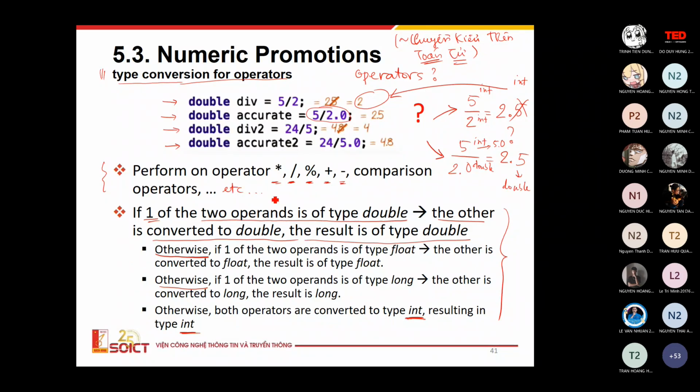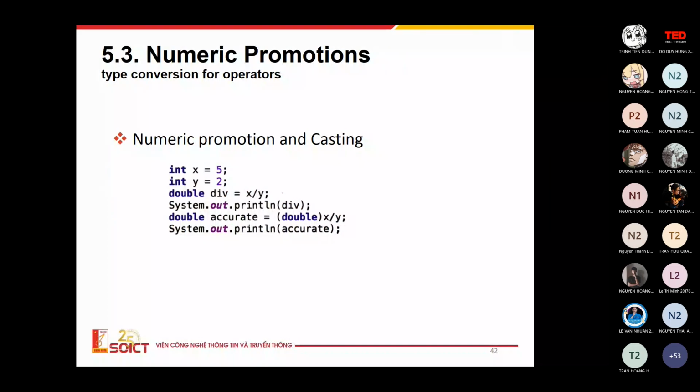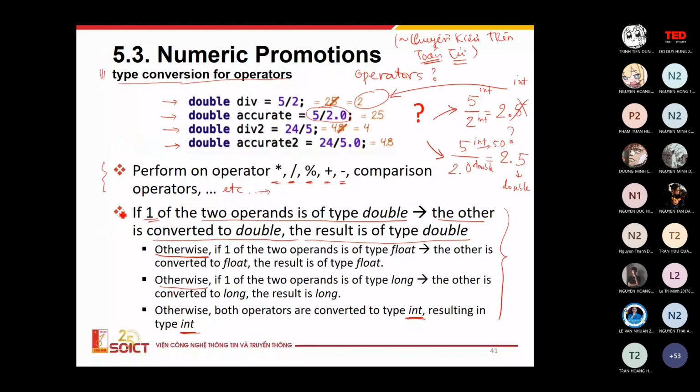Ở đây nếu các bạn muốn, các bạn phải tra thêm Google để biết thêm các cái toán tử khác. Ở đây chỉ liệt kê một số này thôi. Thứ hai là cái quy tắc phát biểu của nó là gì? Khi thực hiện các cái toán tử này, nếu một trong hai cái toán hạng này là kiểu double, thì toán hạng kia cũng sẽ được chuyển về double và kết quả là double nhé.